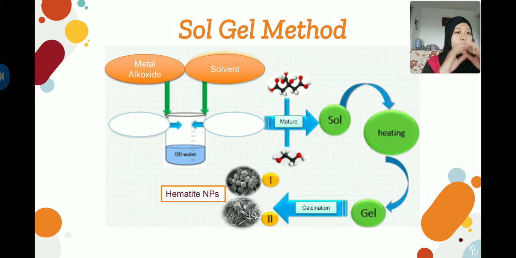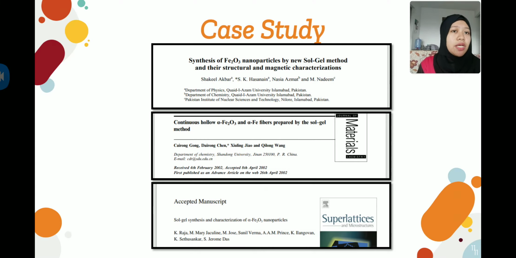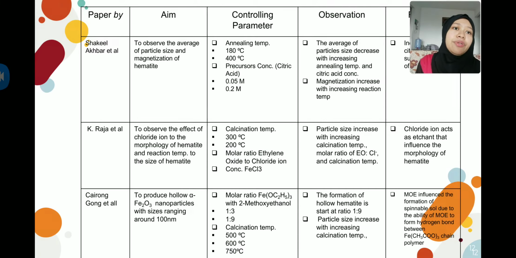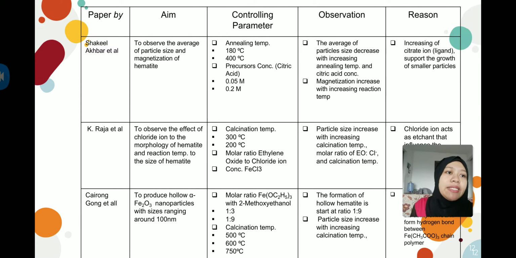Basically, the sol-gel method is a mixture of metal alkoxide and a suitable solvent in water. The solution will be matured to form a sol. Then the sol will be heated at a desired temperature to form a gel. Then the gel will be calcined, and last, we will get hematite nanoparticles. So this is the paper review that I have summarized in this table.